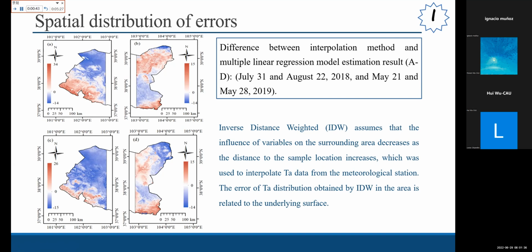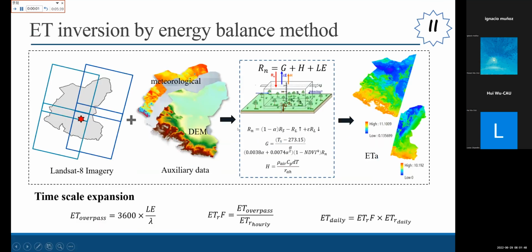The error of the TA distribution obtained by inverse distance weighting in the area is related to the underlying surface. At this point, we have completed the optimization of the near surface air temperature data in this area. TA is very important for the calculation of actual evapotranspiration. Therefore, we bring the two methods for calculating TA into the remote sensing evapotranspiration model and analyze the changes in flux and ETA accuracy.